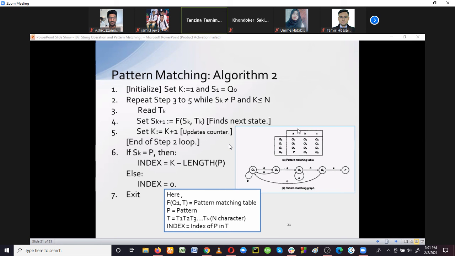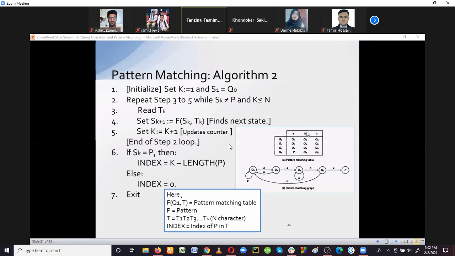Suppose our next character is B, and now the algorithm is in state Q1, right? So now it will compare the value of Q1 with that character. The character is B and Q1 equals to A. So what will happen? Just compare the value of Q1 with the second character of the text for deciding which one will be your next state.